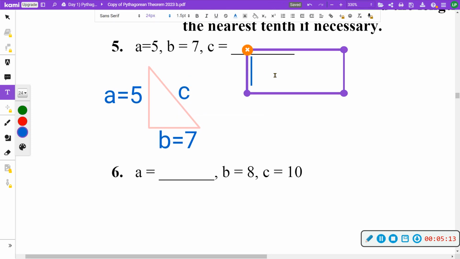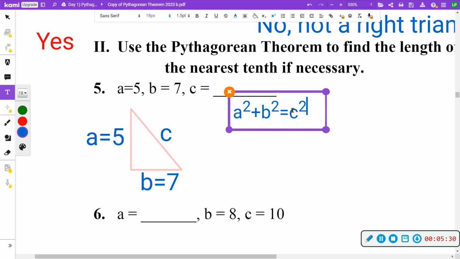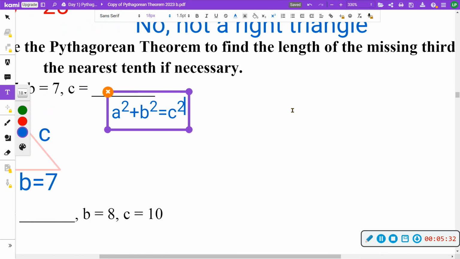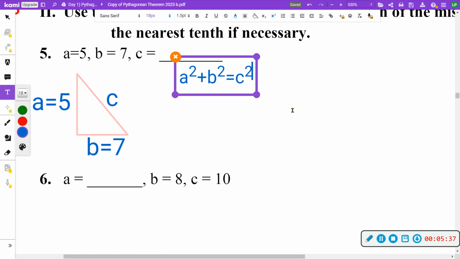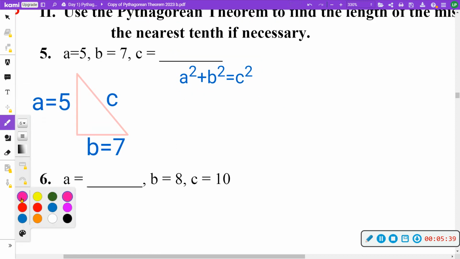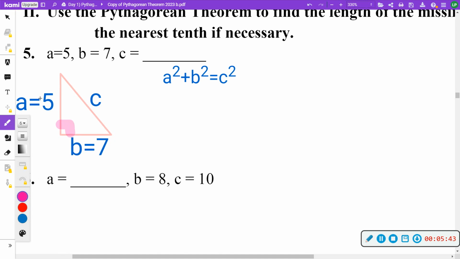So I would start off with the formula. And the formula says that A squared plus B squared equals C squared. And again, that's only true in a right triangle. But this says use the theorem to find the length of the missing third side, and then round to the nearest tenth. So they're telling me to find the third side that makes this a right triangle.